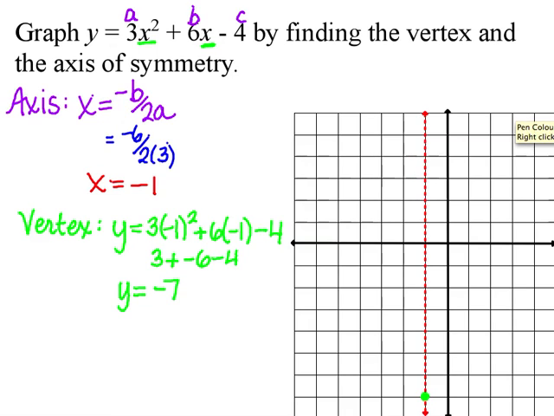Just for kicks, what direction does it open? Up. Very good. Why? Because the 3 is positive. All right, last thing I need to find is the y-intercept. What's the y-intercept going to be? -4. The y-intercept will be right here, which is negative 4.